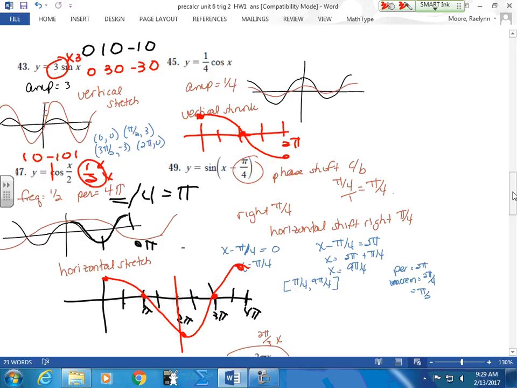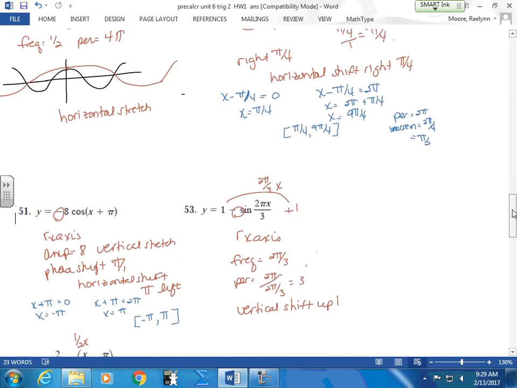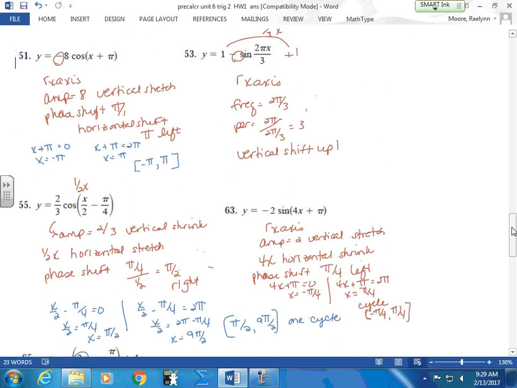Okay. Don't worry about 49. 49 is a phase shift. And we're going to work on that. Not yet. If we ever have a full day, we'll work on that. That's also a phase shift. This one, it might be easier if you put this at the end here. There's your vertical shift up one.